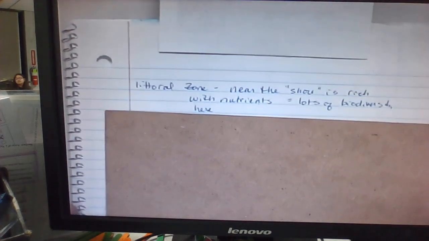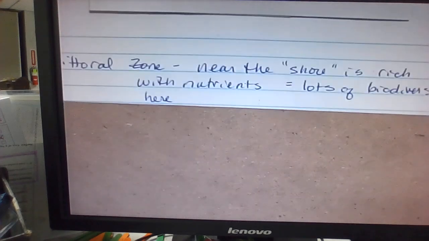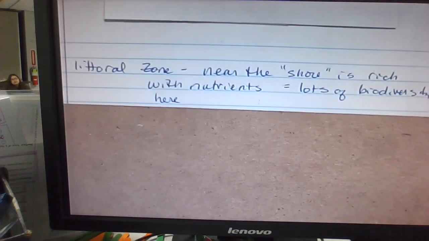So the littoral zone, this is an area that's near the shore, near the banks of the pond or lake. It's rich with nutrients. And so that means there's lots of biodiversity there. Yes, L-I-T-T-O-R-A-L. Littoral zone near the shore, the banks, if you will, of the lake, the pond. And it's rich with nutrients. There's lots of biodiversity in that area.